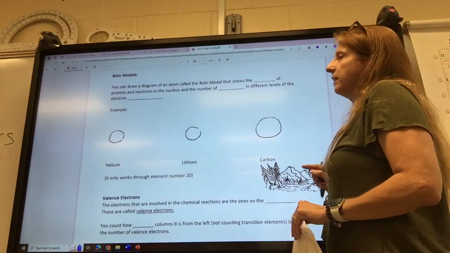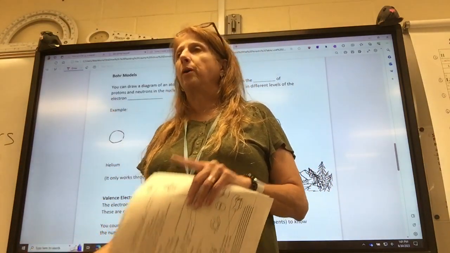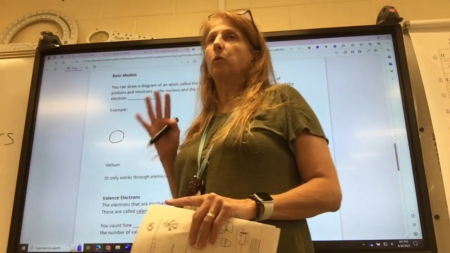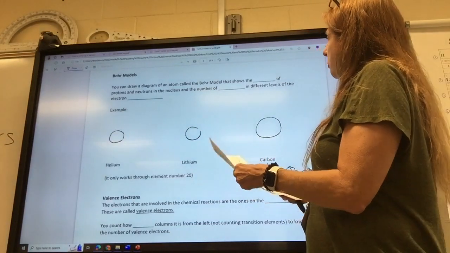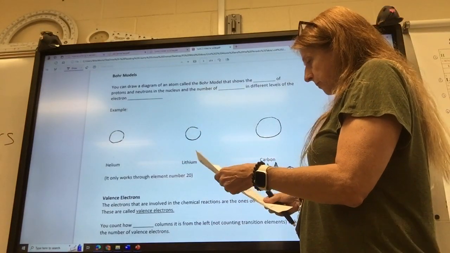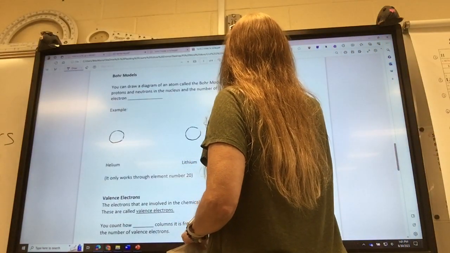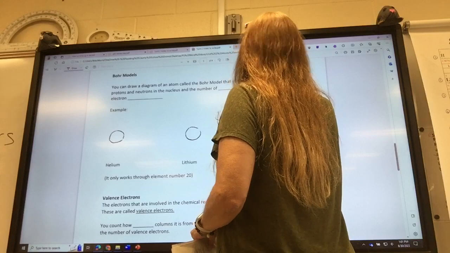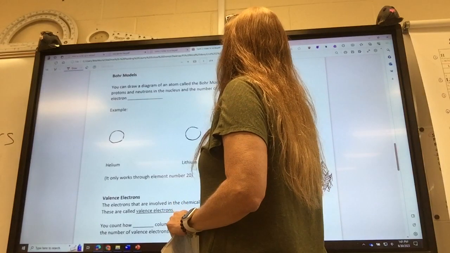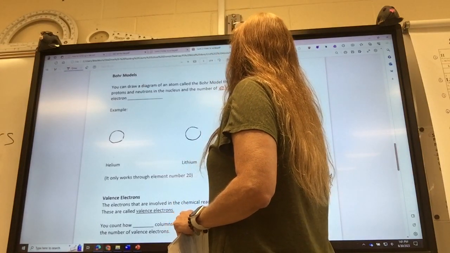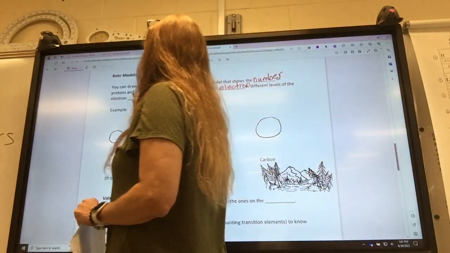Okay, so there was a guy named Bohr who a long time ago thought of a way to represent electrons, protons, and neutrons, and you're going to learn it. It's one of our little skills in here. You can draw a diagram of an atom called the Bohr Model that shows the number of protons and neutrons in the nucleus and the number of electrons in the different levels of the electron clouds.